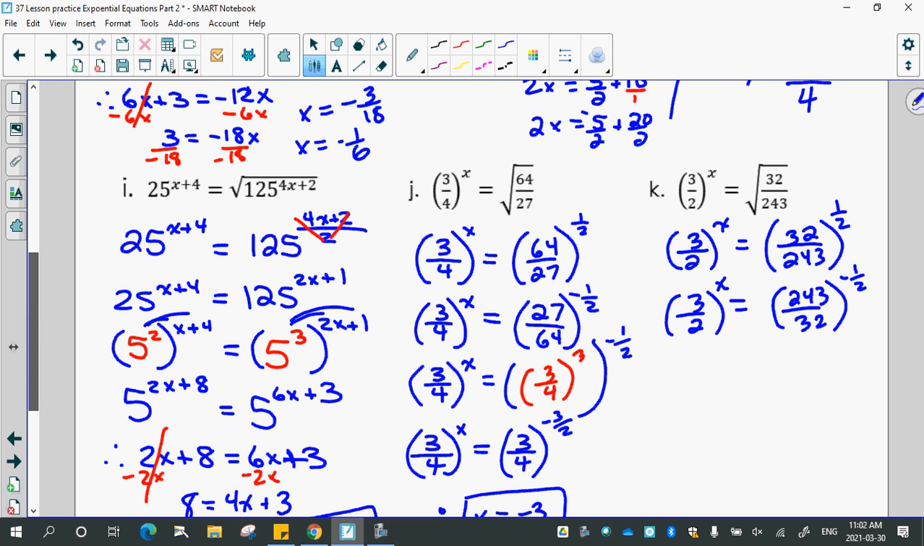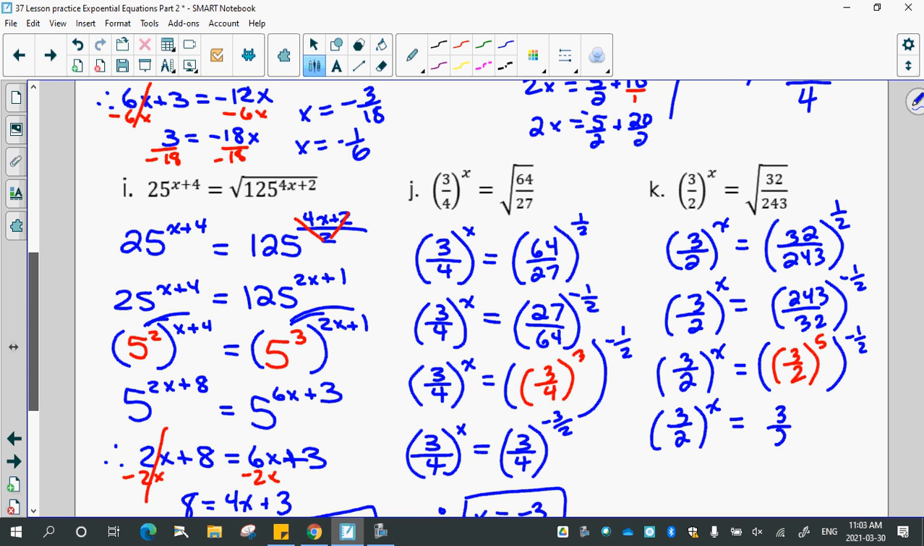Oops, I forgot the x here. And then I need to rewrite 243/32 as 3/2 to the something. And that something is 5, good. To the -1/2. 3/2 to the x is equal to 3/2 to the -5/2. Therefore, x equals -5.